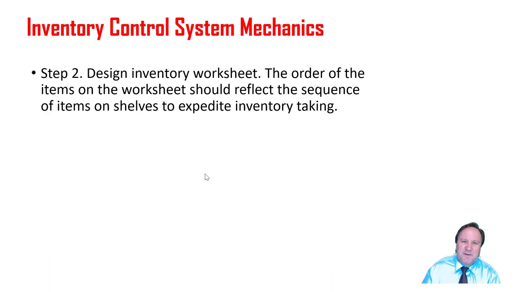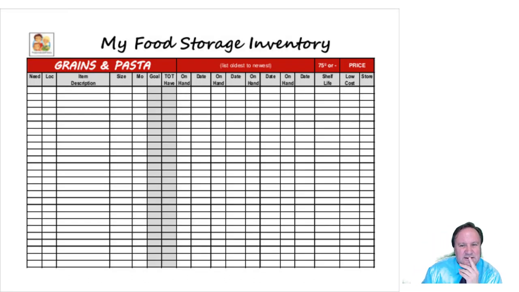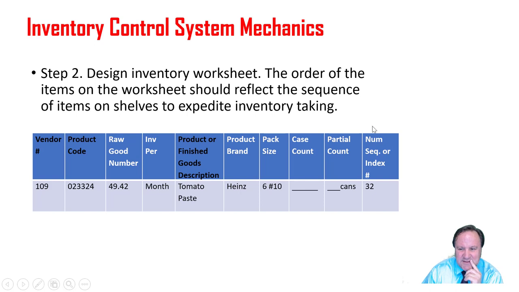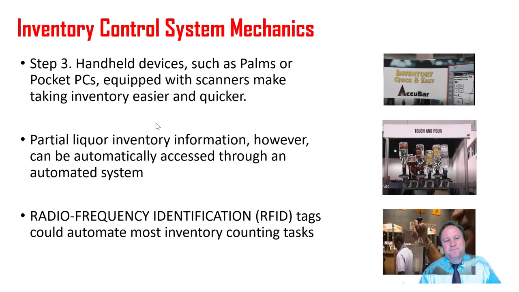So the other one is step number two. Once I do that, I design the inventory worksheet. The order of the items on the worksheet should reflect the sequence of items on shelves to expedite inventory taking. What that means is that this is, again, the graph that you're using to be able to see the shelves and how I can do it. So again, this sequence shows me here for that one, tomato paste, and I can tell whether I'm going to take this inventory per month or not.